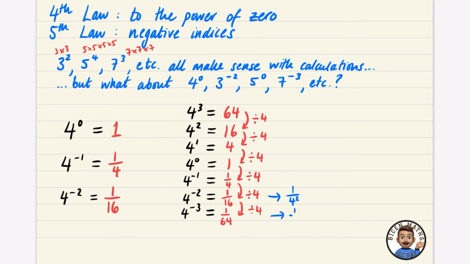And 64 is 4 to the power of 3. So it looks like you take the power, you make it positive and put it in the bottom, and you do 1 divided by that same thing that we've got there.